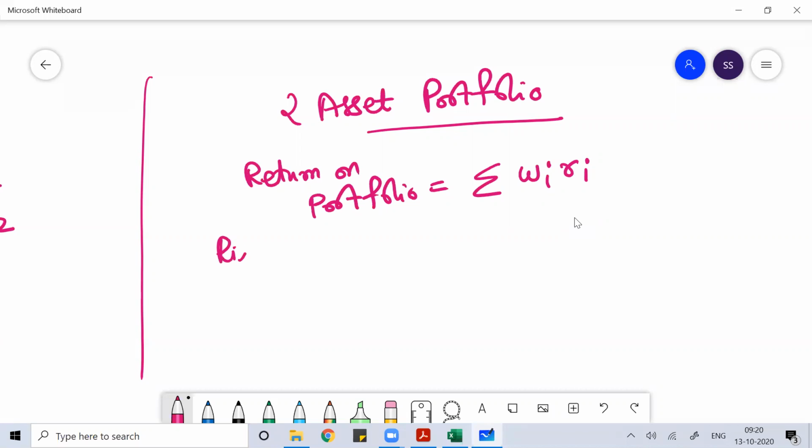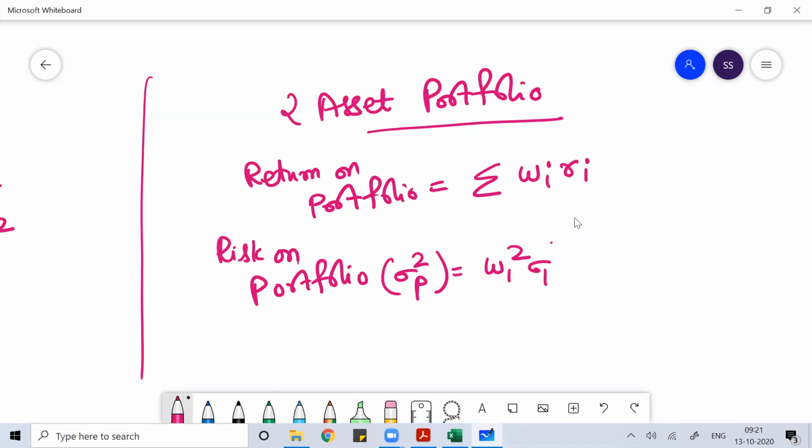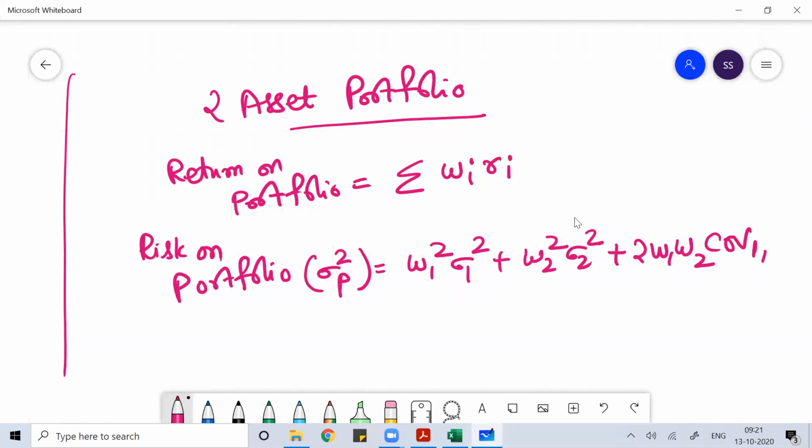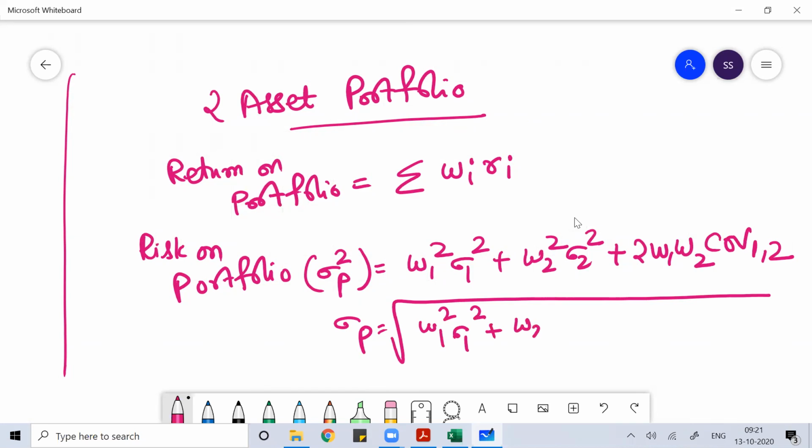While if I talk about the risk of a portfolio, it is W1 square into sigma 1 square plus W2 square into sigma 2 square plus 2 W1 W2 into the covariance between 1 and 2. This is the formula for the risk of a portfolio, or you can write the standard deviation of the portfolio as the square root of W1 square sigma 1 square plus W2 square sigma 2 square plus 2 W1 W2 into covariance between 1 and 2.